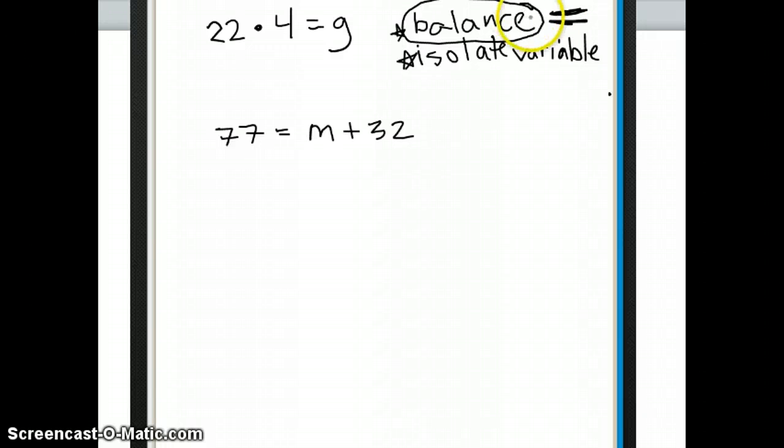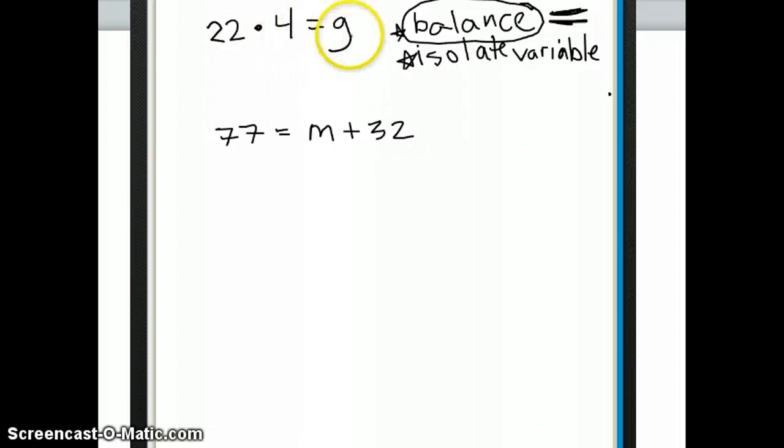We need to maintain balance because we already have balance. Both sides of the equation have the same value, and that we know because of the equal sign. So let's take a look at this example here. Here we have 22 times 4 equals g. So in this case, the variable g equals 22 times 4.